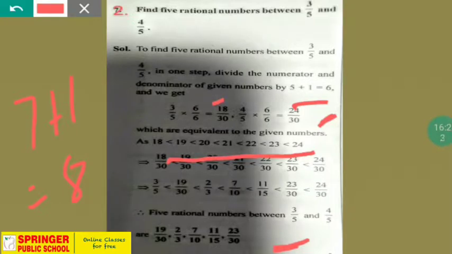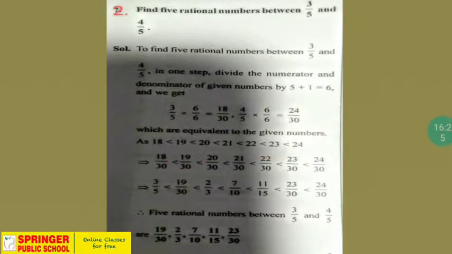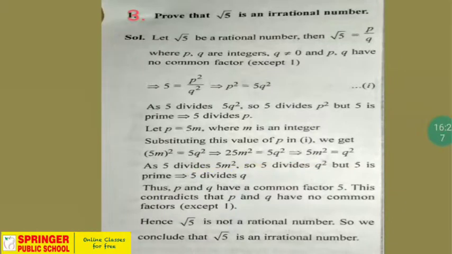Now let us move on to the third important question of this chapter, and the third question is, prove that root 5 is an irrational number. Students, you already know that if a number is not a perfect square and it is lying under a square root, it will be an irrational number. You can see 5 is not a perfect square, it is lying under a square root, so it will be an irrational number. But how can we prove that?